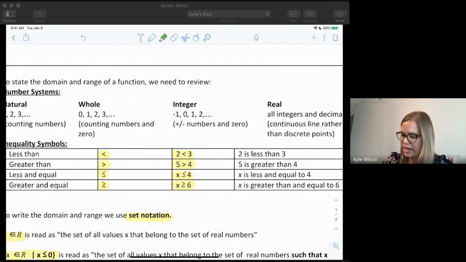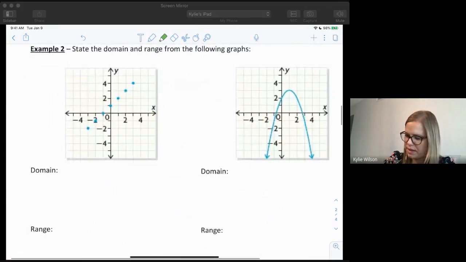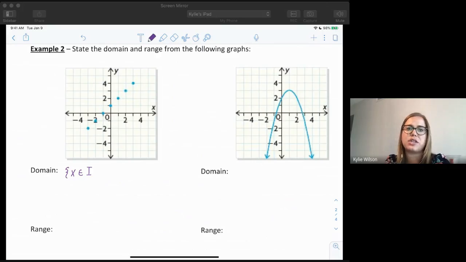So then I can write that my x is an element of integers. So it's not just an element of real numbers because there are no decimals, such that -3 is less than or equal to x, which is less than or equal to 3. So if I look at where my x's are sandwiched, they're sandwiched between +3 and -3. So that is how I write that domain.